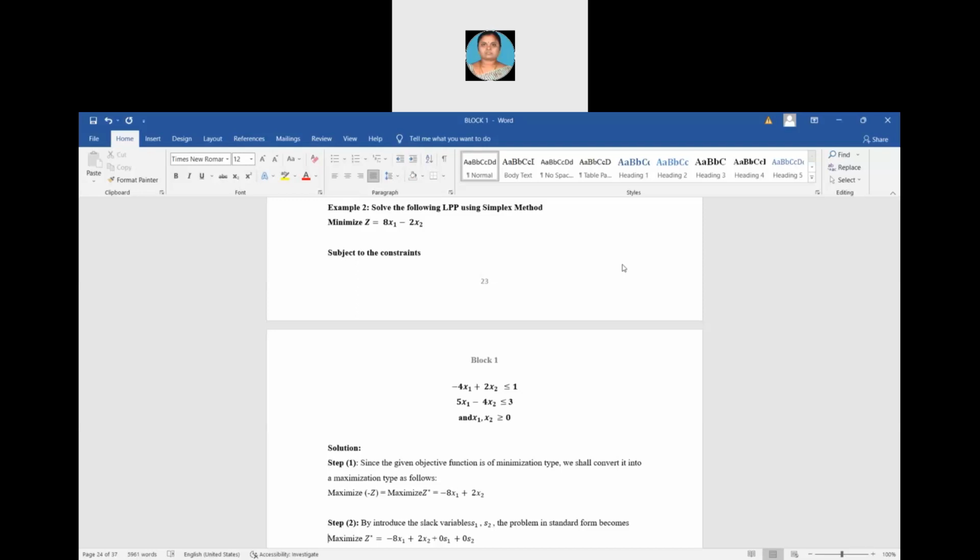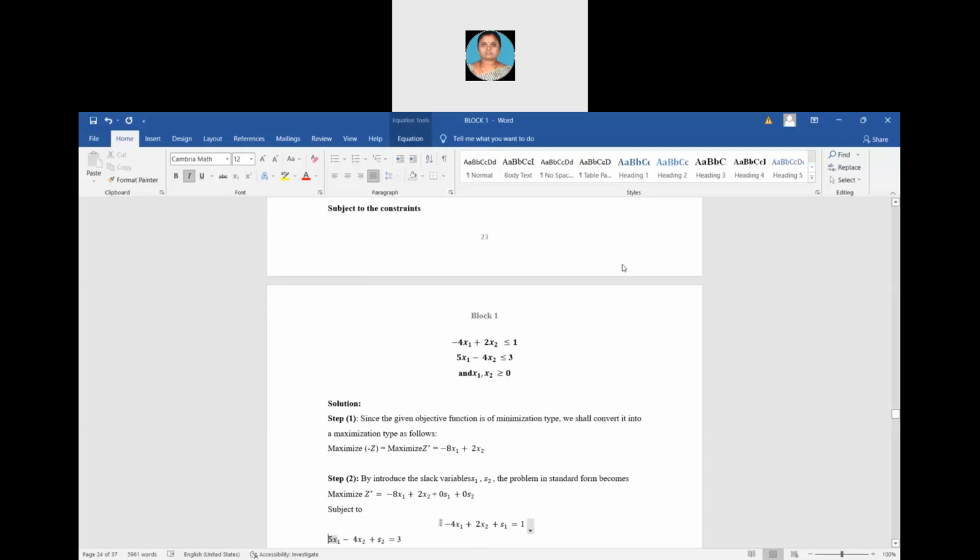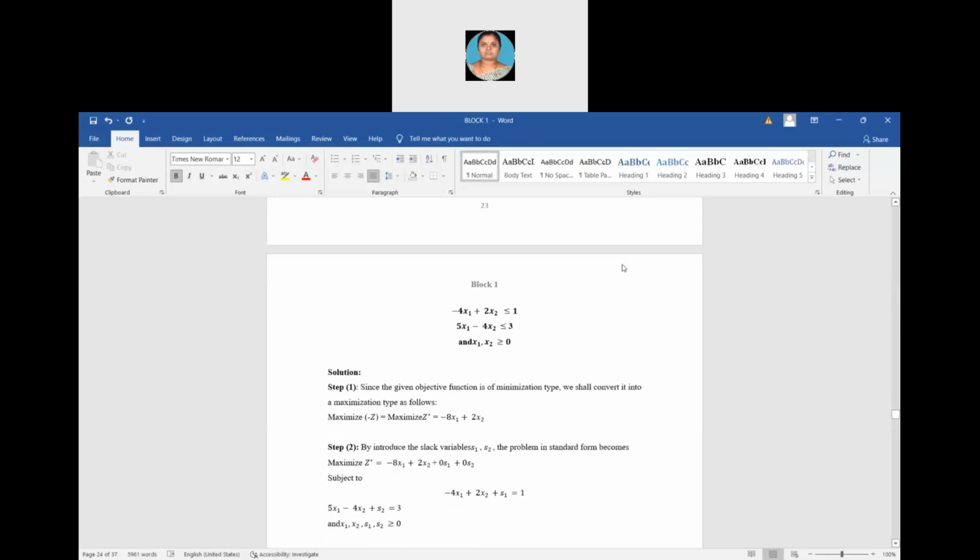That is, minimum z equal to 8x1 minus 2x2, subject to the constraints minus 4x1 plus 2x2 less than or equal to 1, and 5x1 minus 4x2 less than or equal to 3, and x1, x2 greater than or equal to 0. So all the constraints are in terms of less than or equal to only. So you need to express everything in terms of slack variables only.